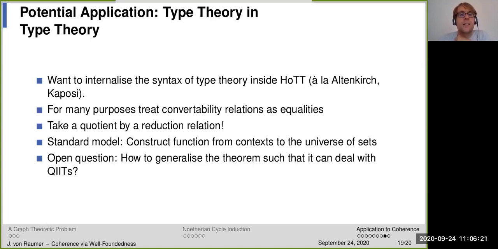The only issue is that we need to slightly generalize our theorem because our theorem is based on relations on a fixed type. And usually if we have a syntax based on quotient inductive types, we don't have a type, but we have a whole type family. But one thing we think of is just taking the whole total space instead and trying to apply this theorem on the total space.